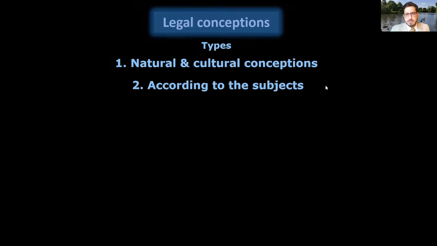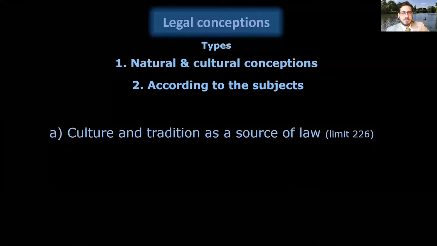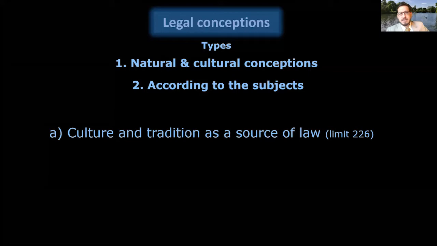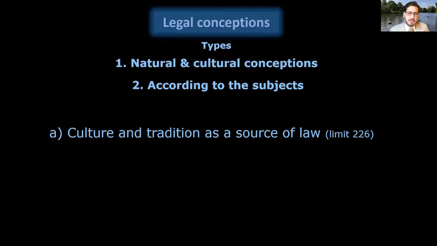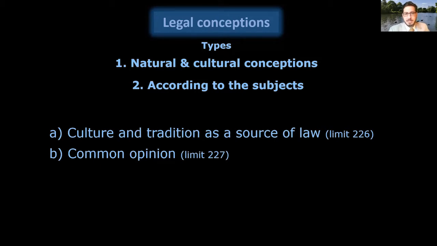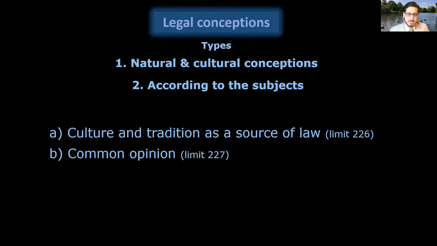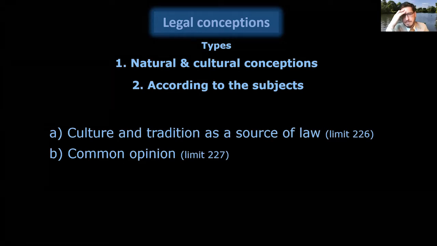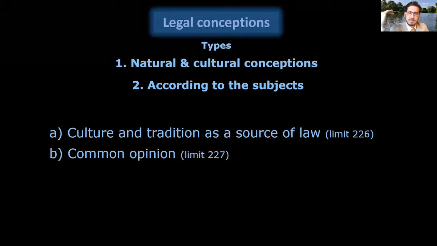Okay. So, according to the subjects, there could be so many legal conceptions: cultural or traditional legal conceptions that are shared by all the society, and common opinion that is shared normally by the people of the society. But what is the difference between these two? A culture or tradition is not shared only by the people of the society that is living now, but is shared from so many years, a long time ago. And the common opinion is just the people that are living now. No? This is the difference, more or less.